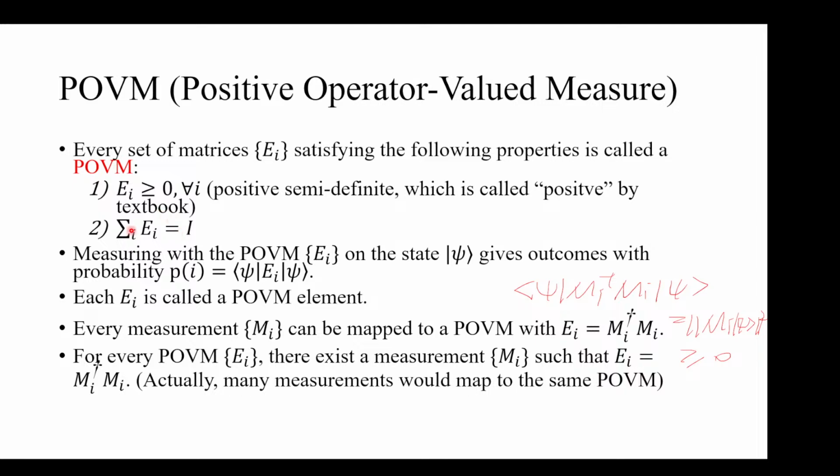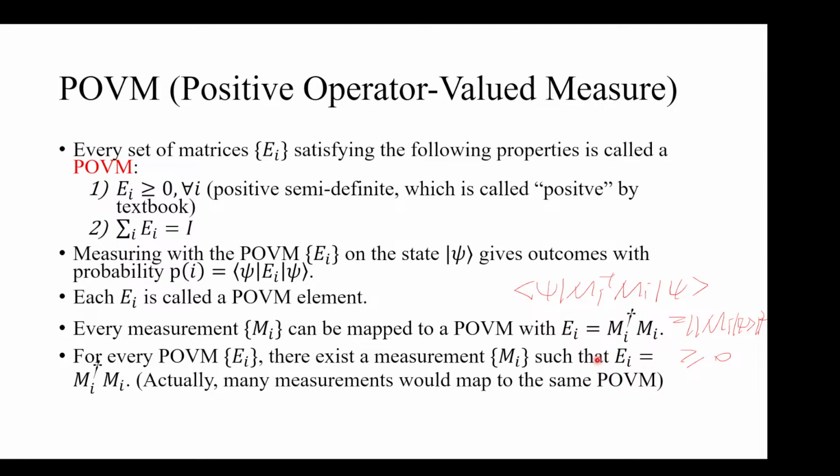Then the second property just comes from the completeness relation for the M_i. The summation of E_i will be the summation over i of M_i dagger M_i, and we know that's the identity matrix from the definition of measurement. So every measurement can be mapped into a POVM: you just have E_i equal to M_i dagger M_i. Also, every POVM is valid for some measurement, because there is some measurement such that E_i equals M_i dagger M_i. It's basically taking the square root of E_i: if you have M_i equal to the square root of E_i, then M_i dagger M_i will equal E_i.